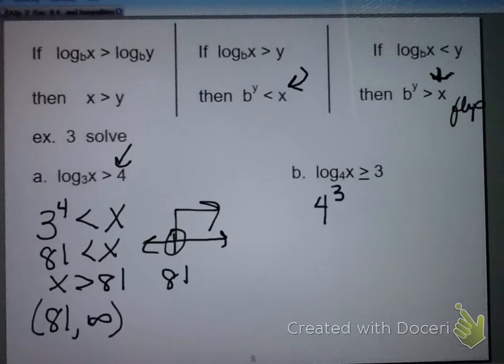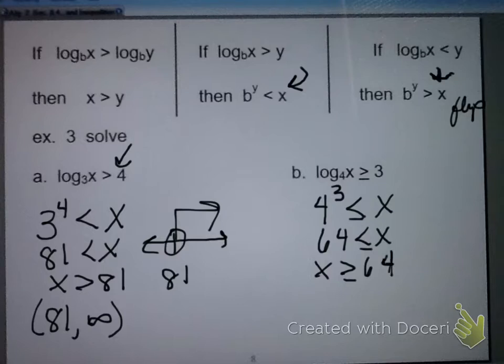Example B, we're going to put that in exponential form. That's 4 to the 3rd power. And again, the x and y are switching sides. So we're going to have to flip the inequality to say less than or equal to x. So that 64 is less than or equal to x. So we flip that around to say x is greater than or equal to 64.